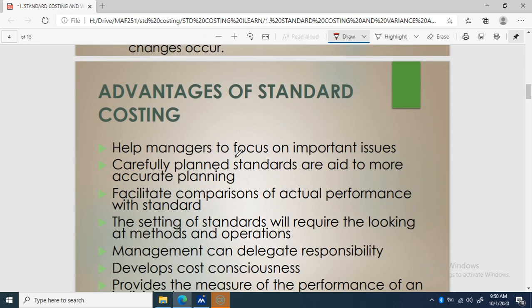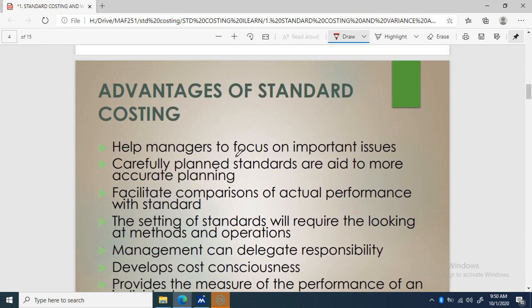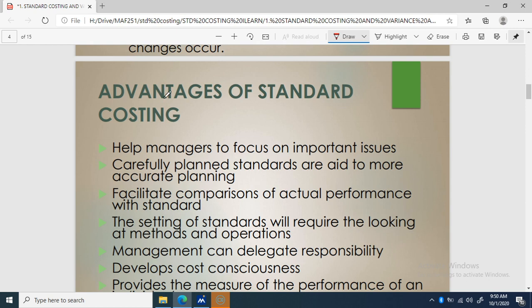Okay, advantages of standard costing. So what is standard costing? The first one, help managers to focus on important issues. When we compare the actual and standard, sometimes there is a difference. So the difference here is something that the manager should focus on, because sometimes what you target, you do not achieve.